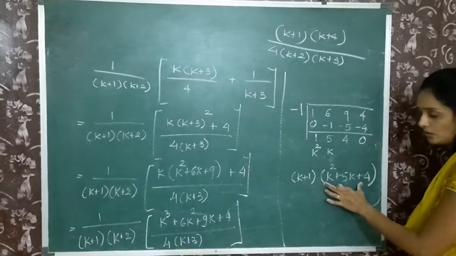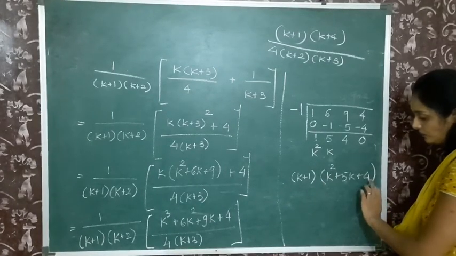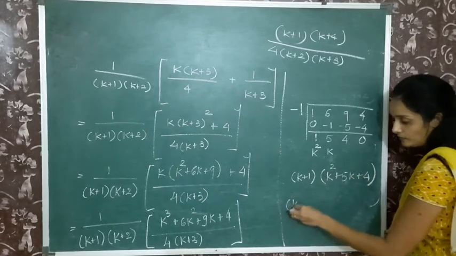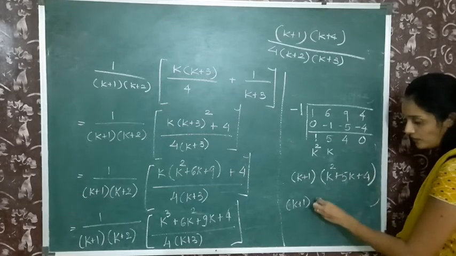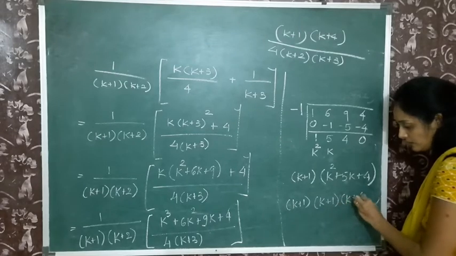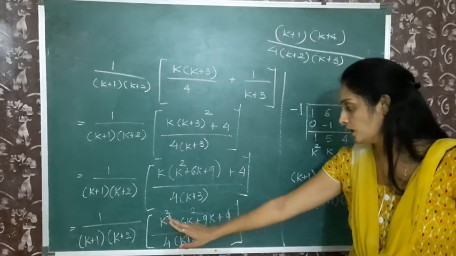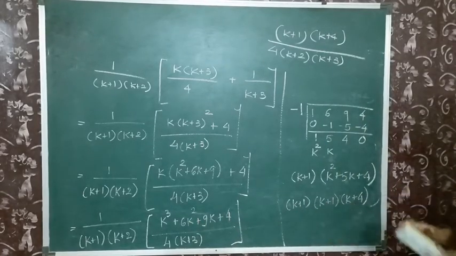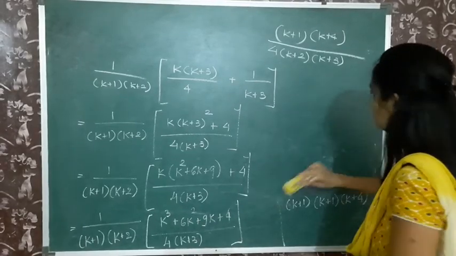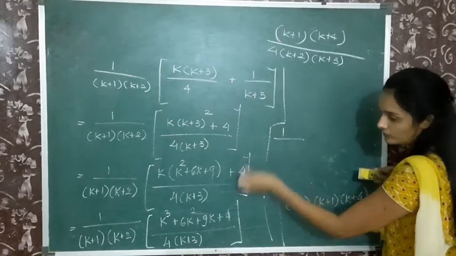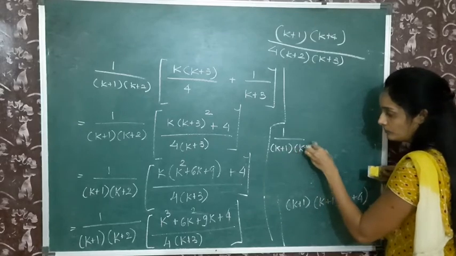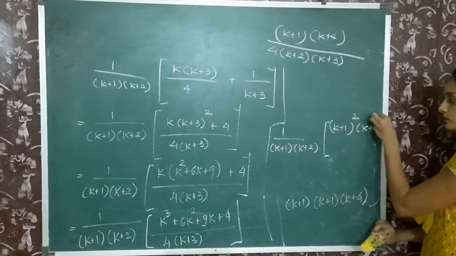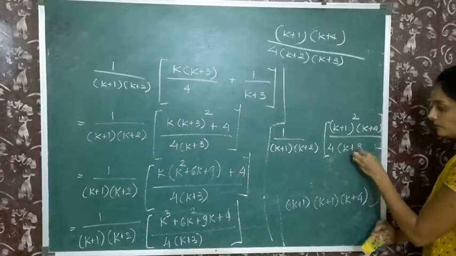And this is quadratic equation. So we factorize it by splitting method. Factors of 4. So we get from addition 5. 4 ones are 4 and 4 plus 1 is 5. So factor of k square plus 5k plus 4 is k plus 1 and k plus 4. Okay. So now k cube plus 6k square plus 9k plus 4 is replaced by k plus 1 whole square into bracket k plus 4. So we have k plus 1 whole square into k plus 4 upon 4 into bracket k plus 3.